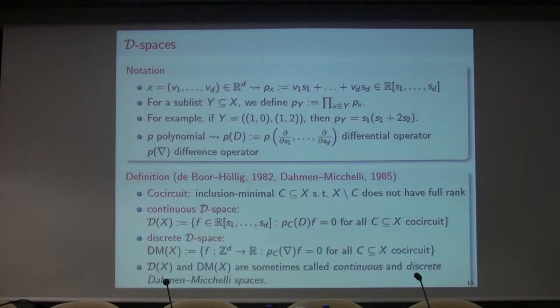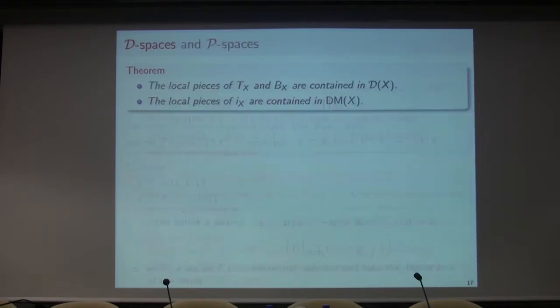And then one can do the same thing with the difference equations. In this case, the solution set will always be quasi-polynomials, and these spaces are called continuous and discrete Dahmen-Micchelli spaces. The reason why we have introduced these spaces is that the local pieces of the splines lie in the continuous D space, and the local pieces of the vector partition function lie in the discrete D space. And in fact, the local pieces of these splines and their partial derivatives span this as a vector space.